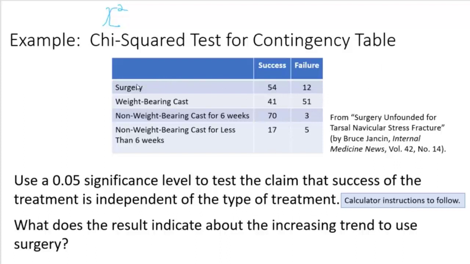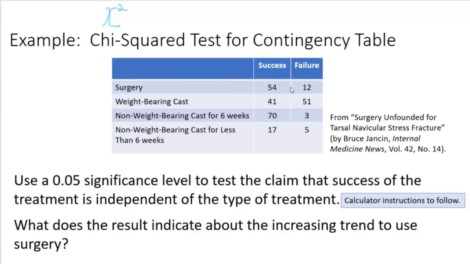And here is an example of one. This one comes from looking at when people have some sort of stress fracture, if they have surgery versus just a cast or a non-weight bearing cast, and that can be separated into less than 6 weeks or at least 6 weeks. The outcomes of the treatment could be considered success or failure. Did it take care of this problem? And so we have counts. Now there's a lot of people that had surgery, so we have more numbers up here, as opposed to people that actually have a non-weight bearing cast for fewer than 6 weeks. So that's a smaller number there.